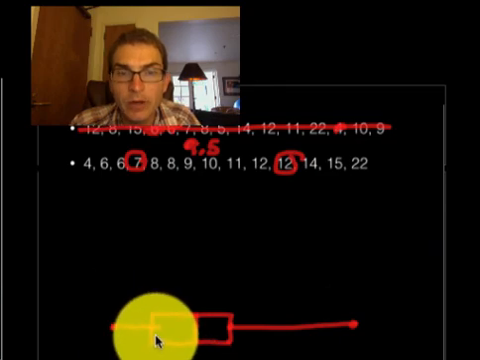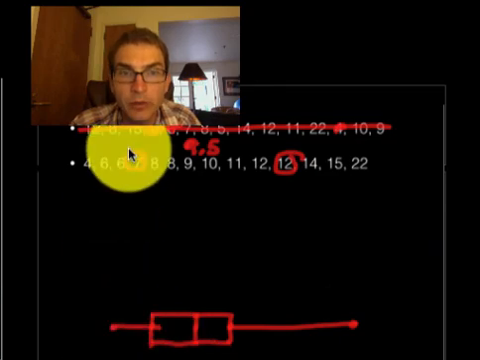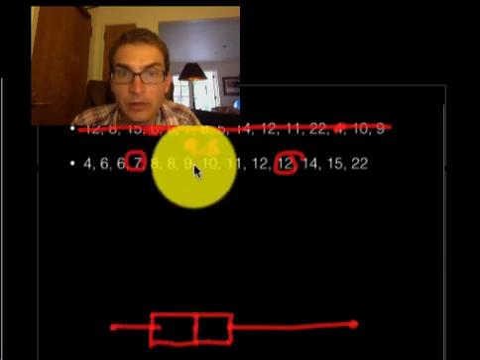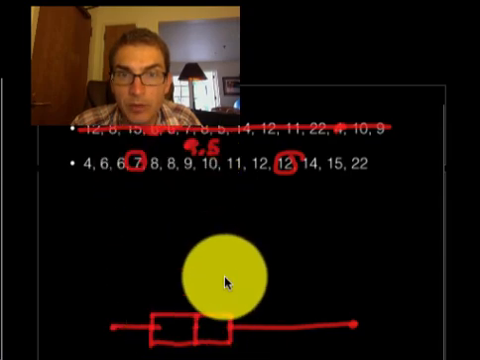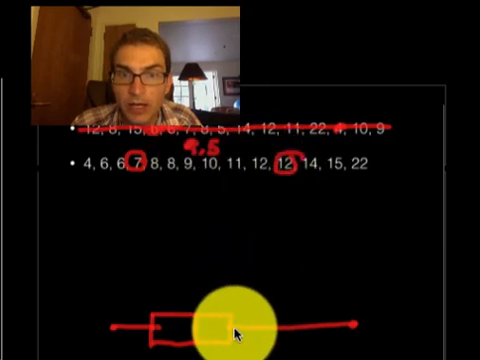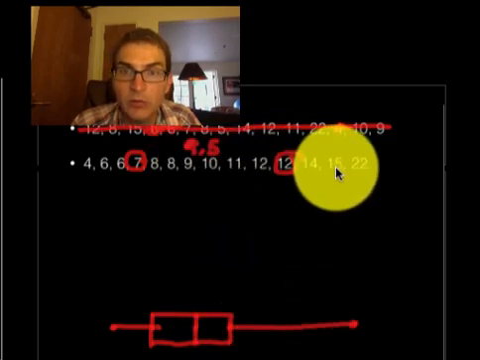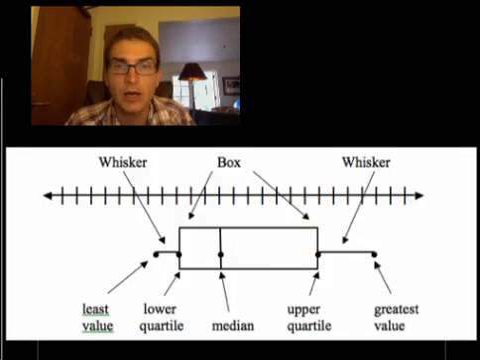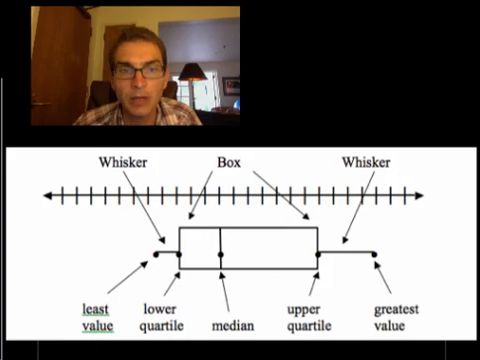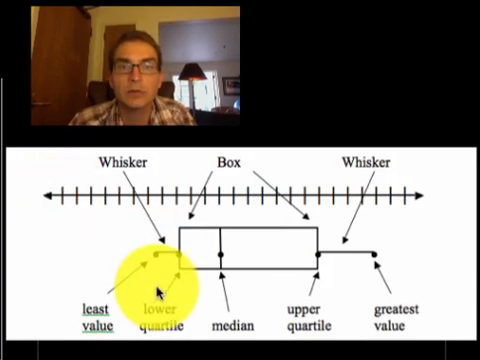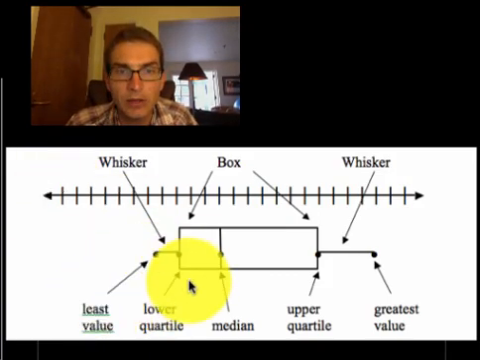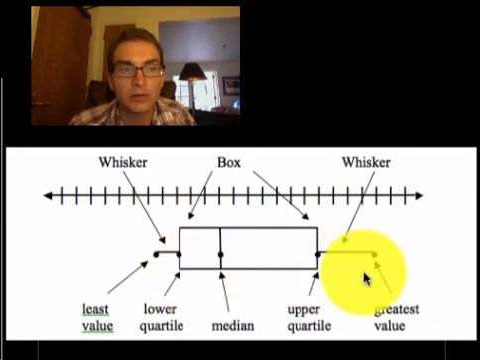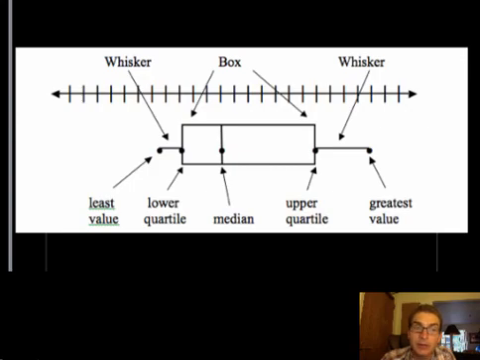Okay, so now this whisker represents from this point to this point. This box represents from here to here, the 9.5. This box represents from 9.5 to 12, and then this long whisker represents from 12 to 22, which makes sense because of the spread between 12 and 22. Here's a diagram of a box and whisker graph. Just to show you in a different way: the least value, the lower quartile, the median, the upper quartile, and the greatest value. Okay, but let's get into a little more detail.